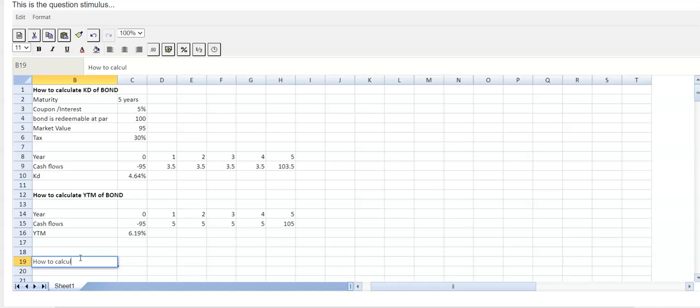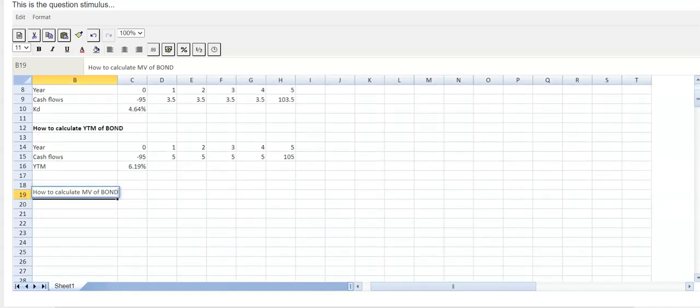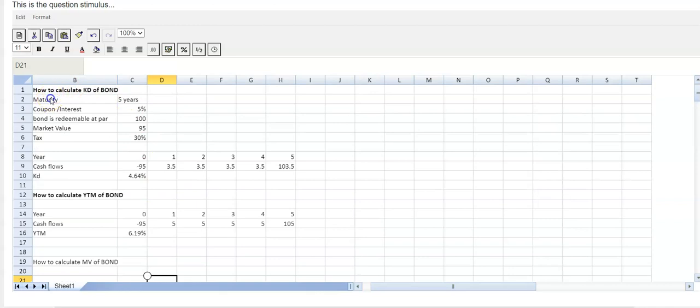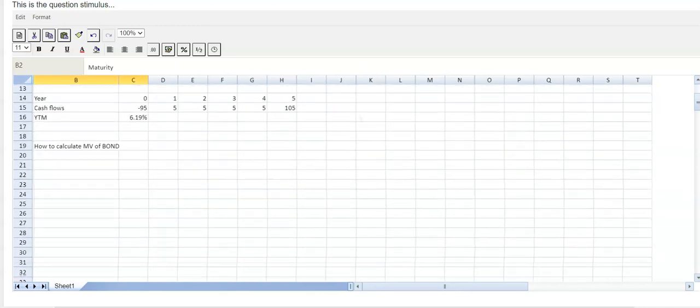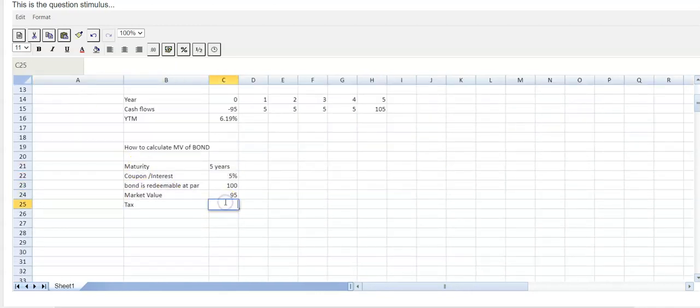How to calculate market value of bond. Market value of bond is to calculate the present value of future cash flows. I'm assuming that question is same. Question is same. Ignore the tax. Ignore this market value. And YTM or before tax KD is given. Let's suppose that is 4%.